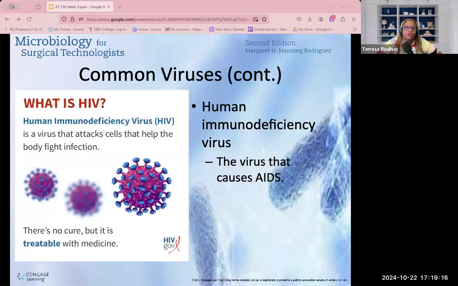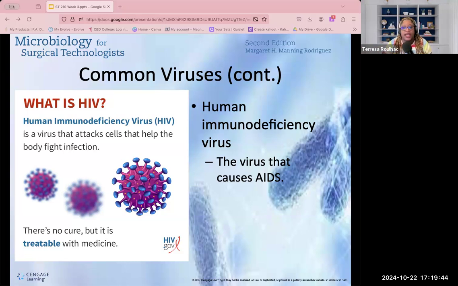We get to HIV, human immunodeficiency virus. This is a virus that leads to acquired immune deficiency syndrome, or AIDS. HIV attacks the body's immune system, specifically the CD4 cells. Remember, I was telling you about those T cells if you want to get deeper into micro. And these are important for fighting infection. So it kind of breaks down your immune system.